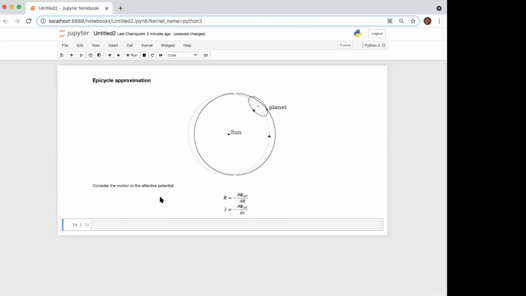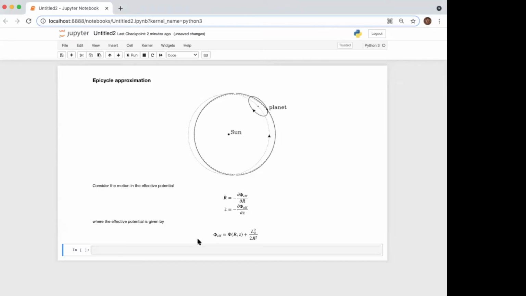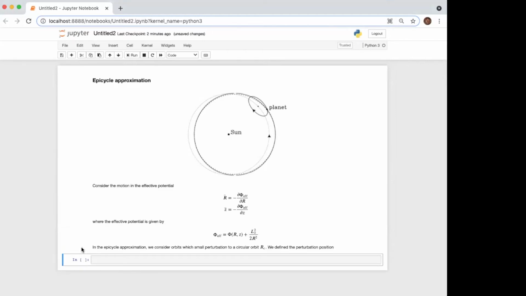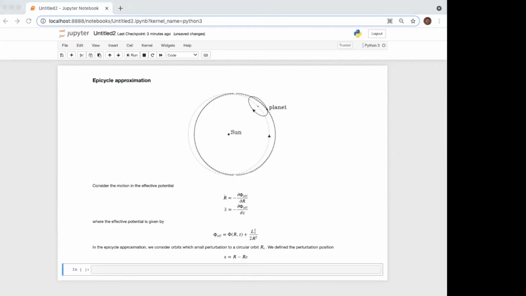Now consider the motion in this effective potential here. R is the radial distance, and Z is the vertical. The effective potential then is given by the potential here in R and Z and the centrifugal force. In the epicyclical approximation, we are considering orbits that have a small perturbation to a circular orbit that we're going to call R_C. So we define the perturbation position as a small perturbation around R_C, which is the distance minus the radius of the circular orbit.